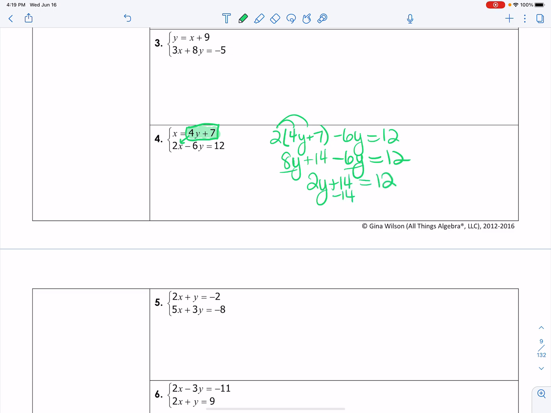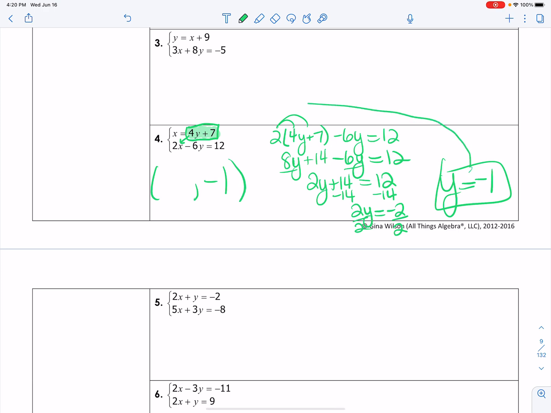I'm going to minus 14, and I get 2y equals a negative 2. Then I'm going to divide by 2, and y equals a negative 1, which means that's the second number because it's a y. So you're going to take that negative 1 and plug it back in there. So you're going to have 4 times a negative 1 plus 7. That's a negative 4 plus 7, which is 3. So that is your answer.